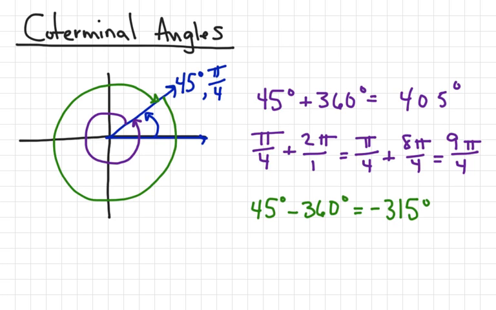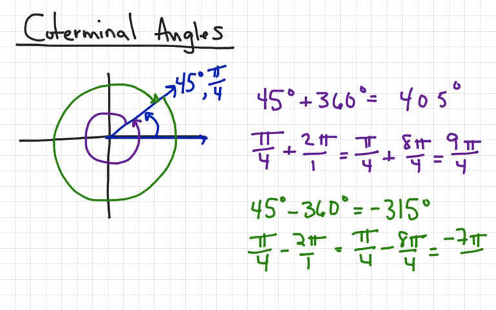Remember, the ray is in the same place on the coordinate plane. It just has a different angle measurement. And these are called coterminal angles. 45 degrees is in the same location as 405, or 9 pi over 4. It's in the same location as negative 315 degrees, or if I'm dealing in radians, instead I would subtract 2 pi. And again, I have to have a common denominator, and I would find out it's at negative 7 pi over 4.